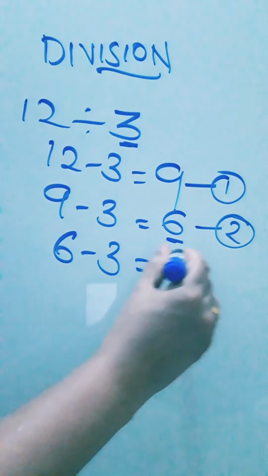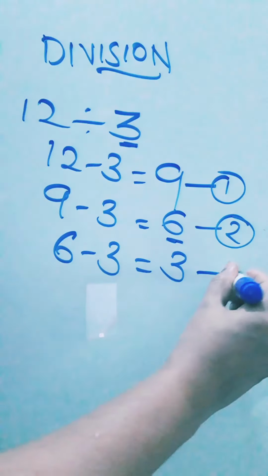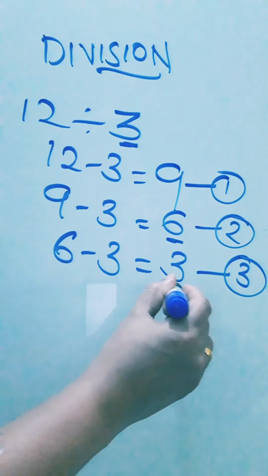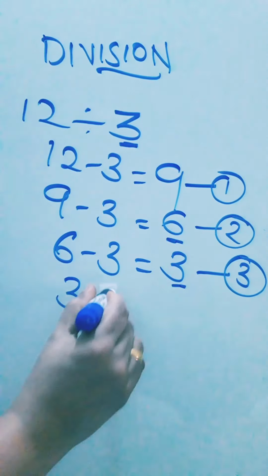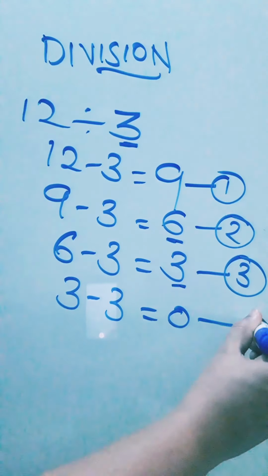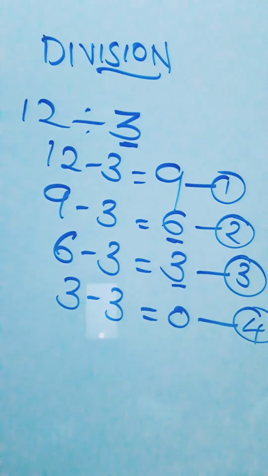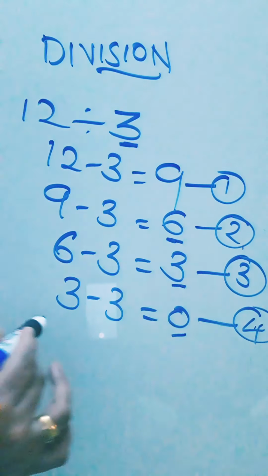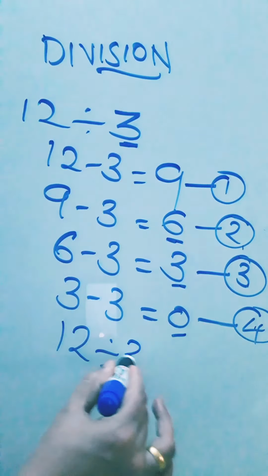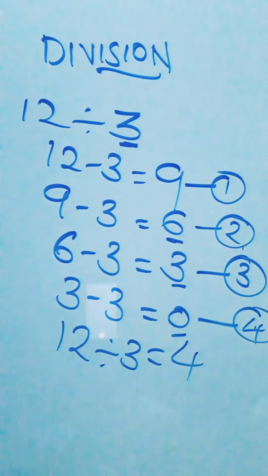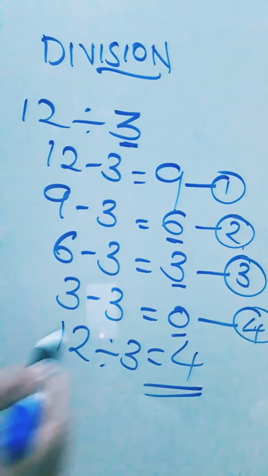6 minus 3 is equal to 3. That is step 3. Then 3 minus 3. 3 minus 3 is equal to 0. That is step 4. So at last I got 0. How many steps have I taken? 1, 2, 3, 4. That means 12 divided by 3 is equal to 4. This is the repeated subtraction method.